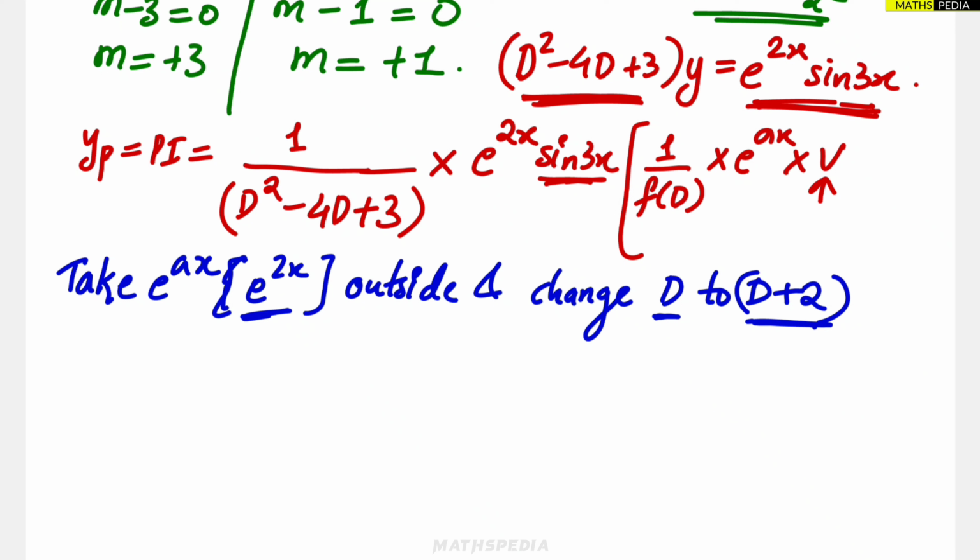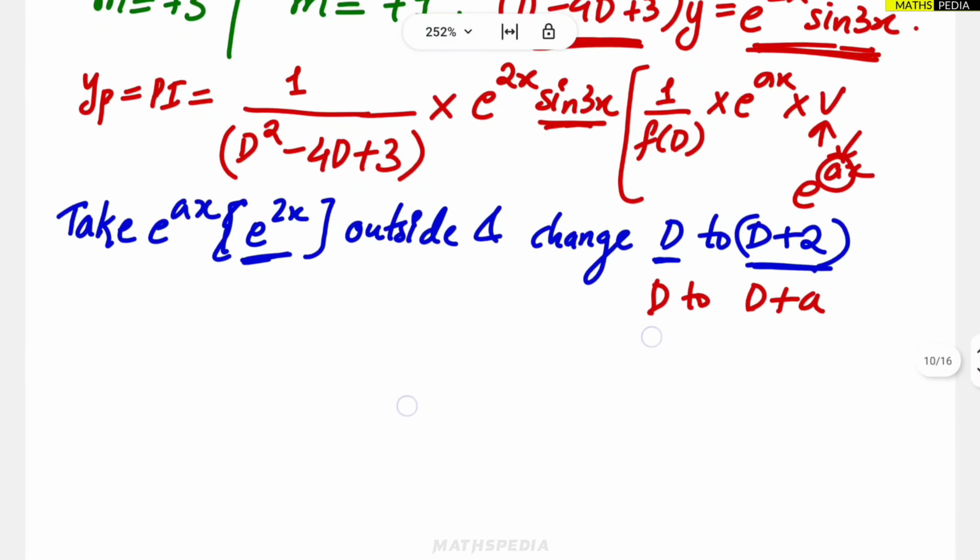Why D plus 2 I am writing here? Because in this particular thing, e power ax form, you have to observe that there is an a. So we have to change D to D plus a depending on this a. So for e power 2x in this particular question, we can see that the a value is 2. That's why I have written 2 here. It is based only on e power ax.